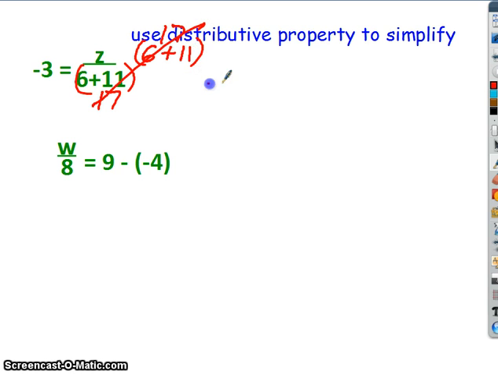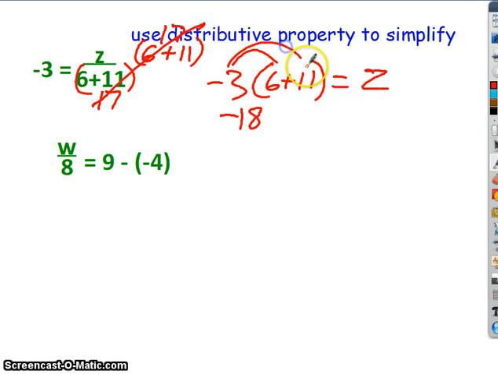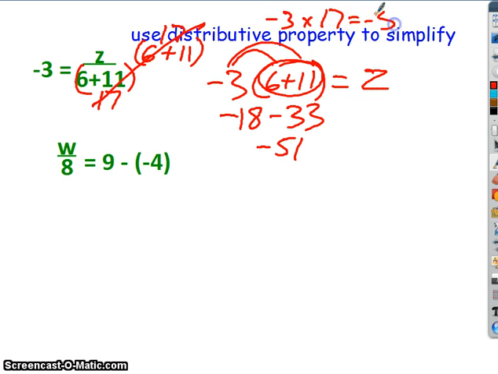And then we're going to have negative 3 times 6 plus 11 equals z. And we can do this two ways. We can go negative 3 times 6 is negative 18. Negative 3 times 11 is negative 33. If we add that together, we're going to get negative 51. Now we could have just done what you were looking at in here, saying 6 plus 11 is 17. Negative 3 times 17 equals negative 51. So either way we do that, we're going to find out that z equals negative 51.